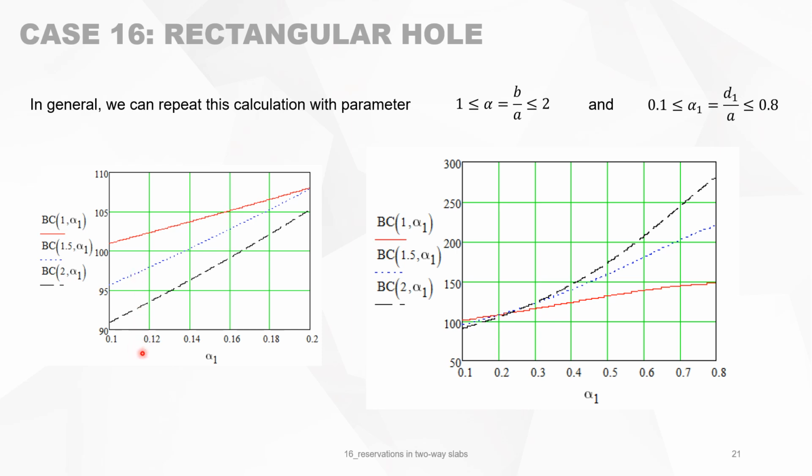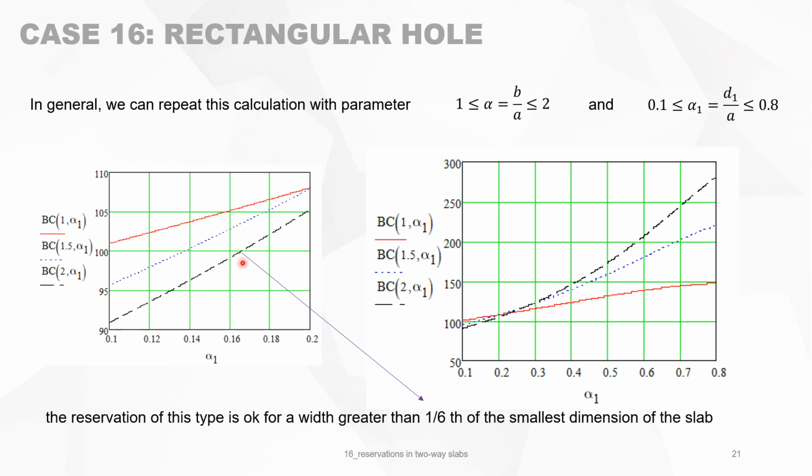It means, for instance, if you make a reservation in a slab with b over a equals 1.5, then we are here on the blue dotted line, and you could make a hole bigger than 0.12 times the smallest dimension of the slab, otherwise you will lose bearing capacity. So this is the total range, alpha going from 2 to 1, and then you see in this point here that a reservation of this type is okay for a width greater than 1/6 of the smallest dimension of the slab, which is here 1.66 or something like that.